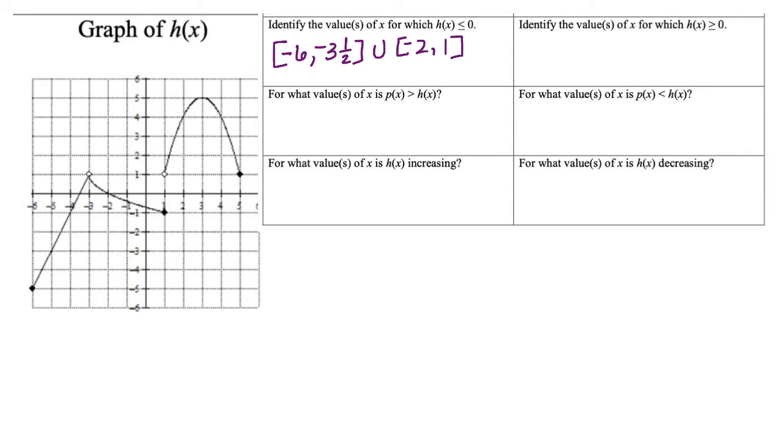Now we want to talk about greater than or equal to 0, so see how that changes. We're going to include -3.5 to -3, union, -3 to 2 to -2, and then union 1 to 5.